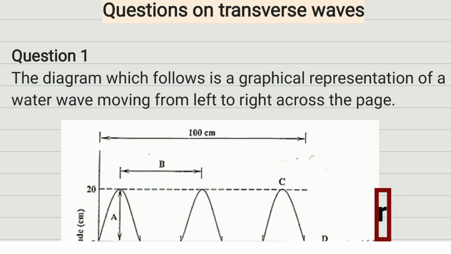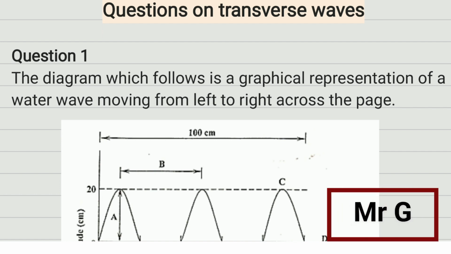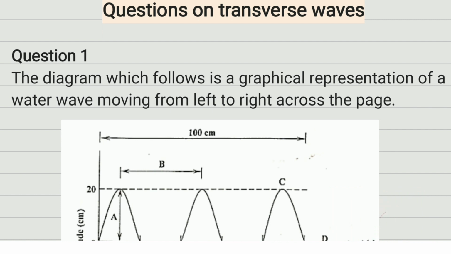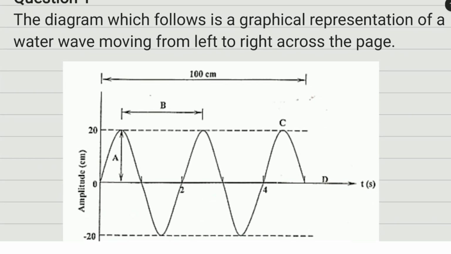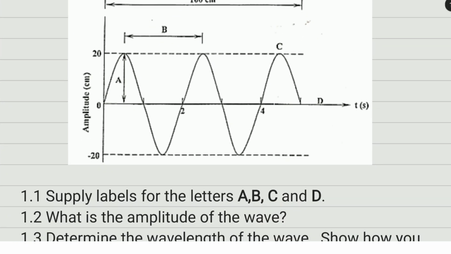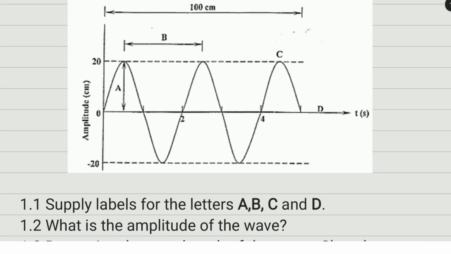This time we're going to be solving two questions just to practice what we learned before about transverse waves. Both questions are taken from previous question papers, and the first question said like this: the diagram which follows is a graphical representation of a water wave moving from left to right across the page, and that is the diagram that you can see there.